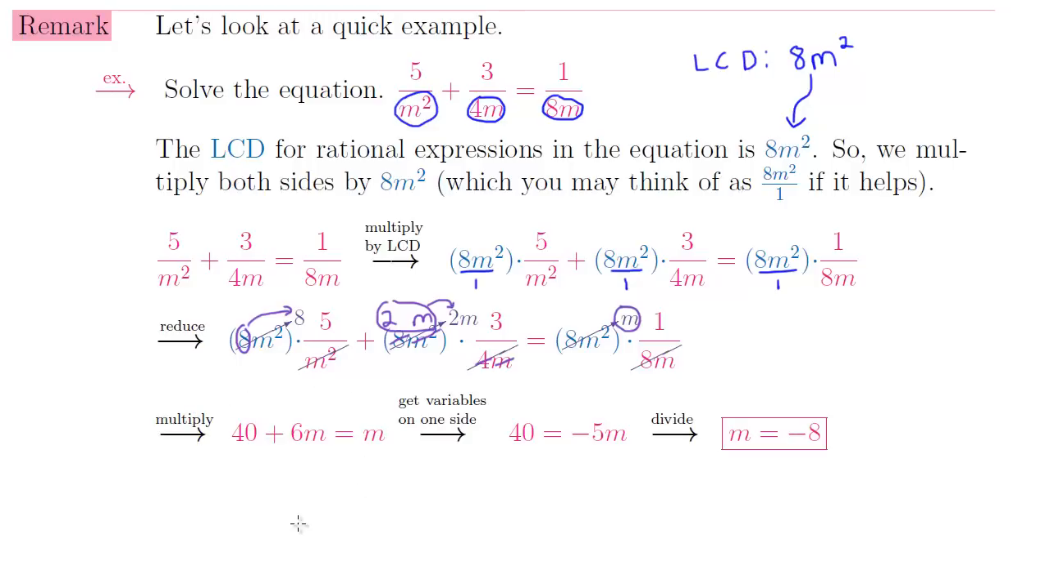We've been solving these since we were in diapers. Okay, you get your variables on one side, your number on the other, divide, and you end up with your solution m equals -8.